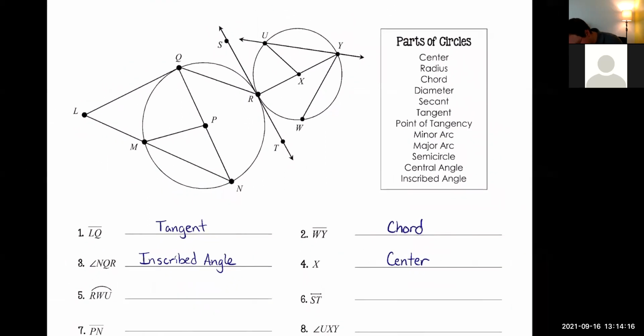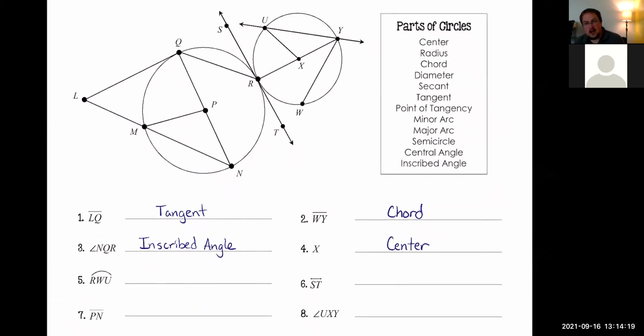Okay, try to fit as many of these on here as I can. What about arc RWU? It is a major arc for 2 reasons. One, it used 3 letters to name it. But if I were to follow in that order, RWU certainly goes beyond half of that circle, which means it's greater than 180 degrees. So this would be a major arc.